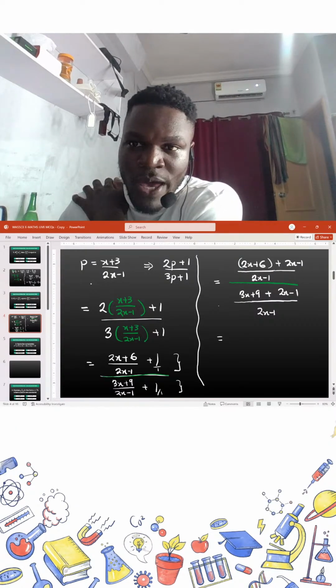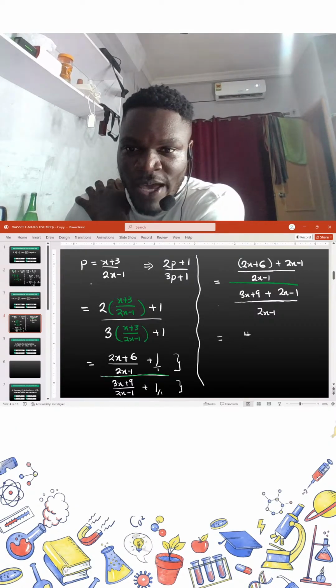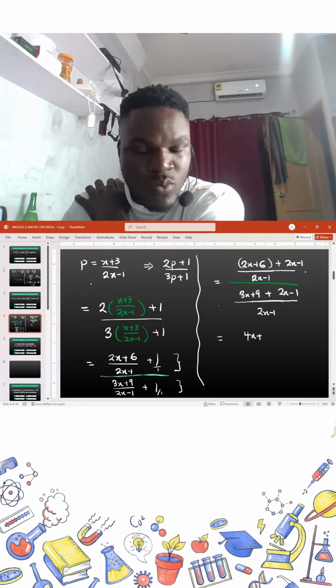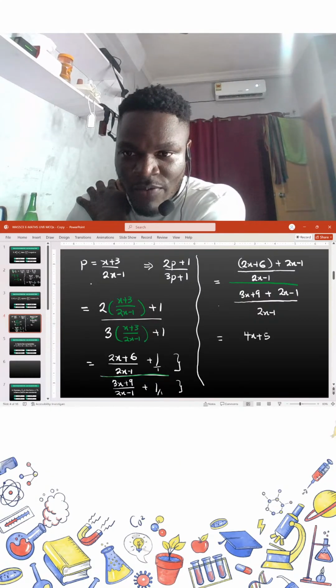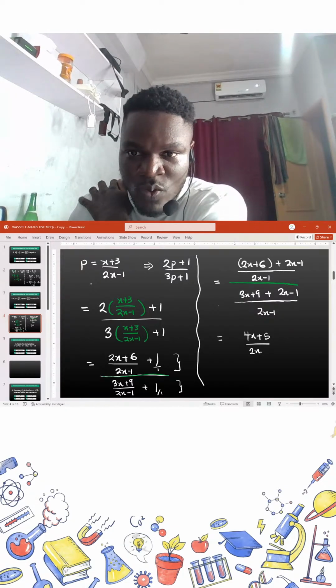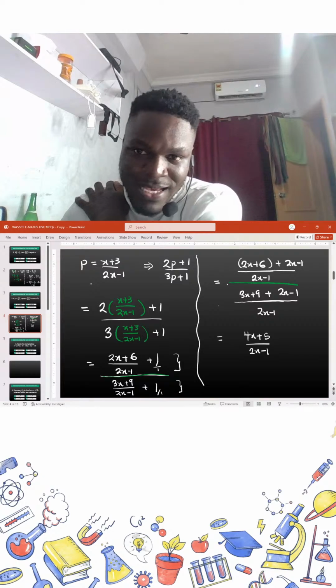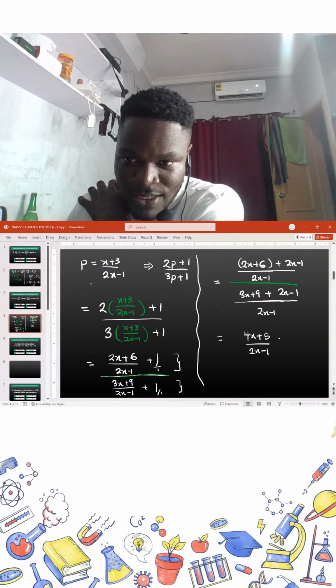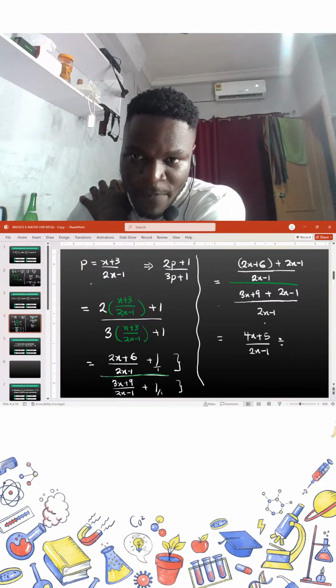So I have here 2x and then 2x. That will give me 4x. Then plus, I have 6 minus 1. That will give me 5. So I have 5, all divided by the LCM, which is 2x minus 1. Then the green division sign over here, I'll write it like this, divided by, then I now break down this guy.